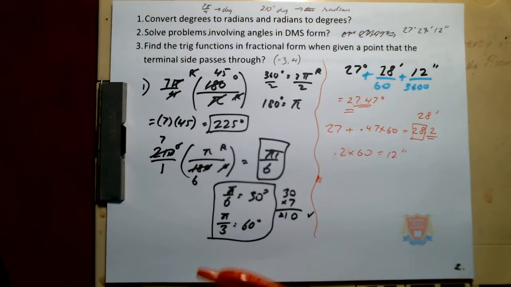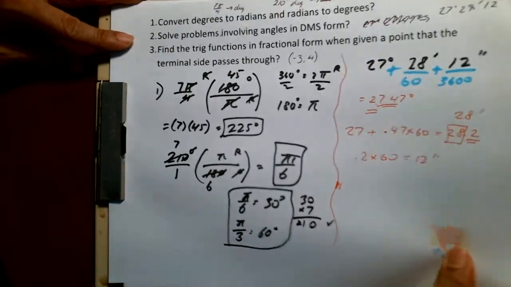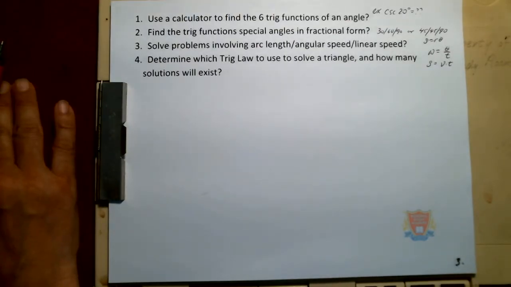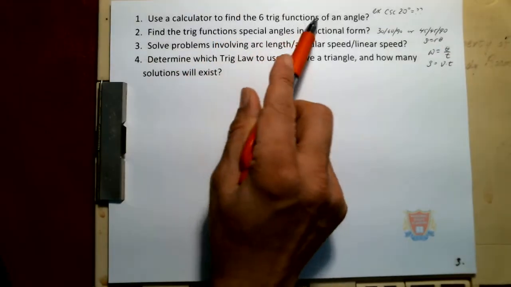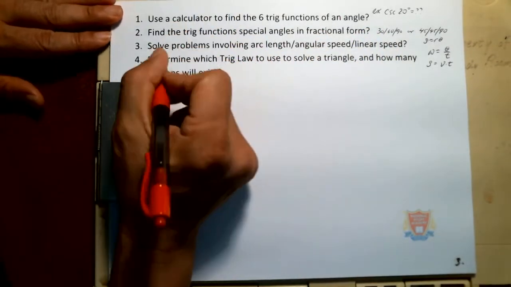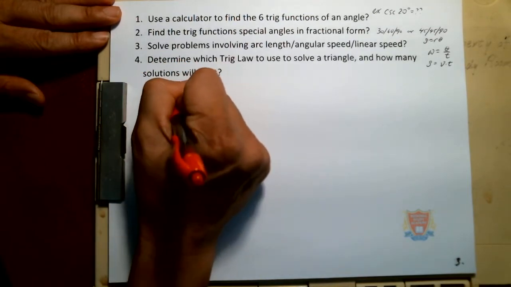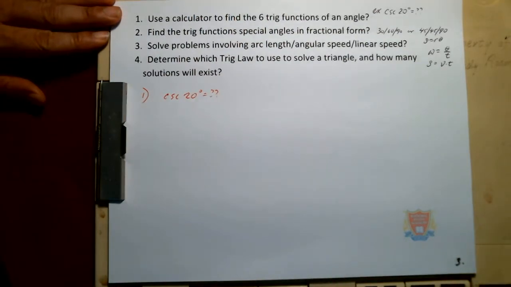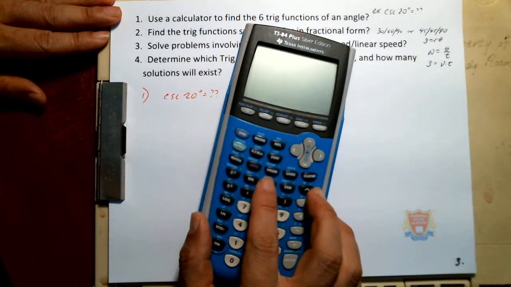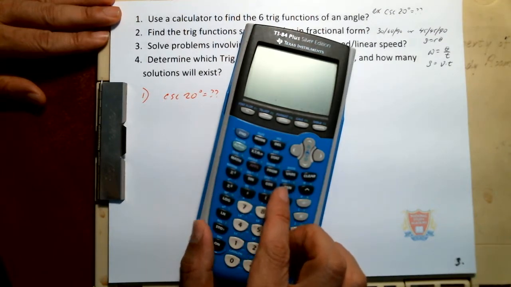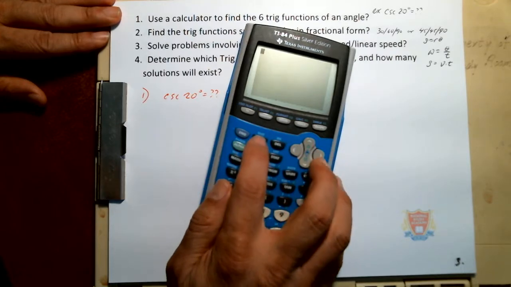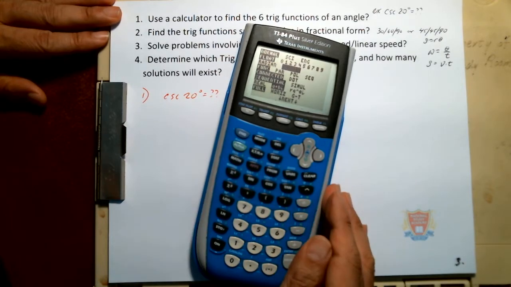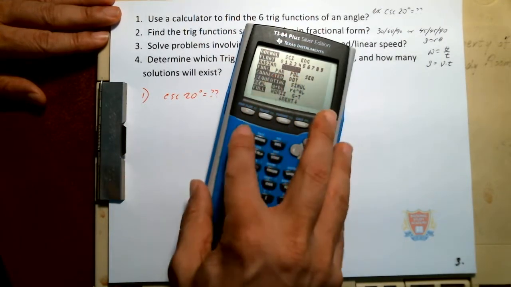All right, so let's go to the next one. It's probably going to take a little bit of time, so I probably will do part 1 and part 2. Use the calculator to find the 6 trig functions of an angle. Here's an example for number 1. Find cosecant of 20 degrees. To use the calculator for this, we don't have a trig function for the cosecant. We only have sine, cosine, and tangent. Make sure when you go into your mode, you're in degree mode before you start.